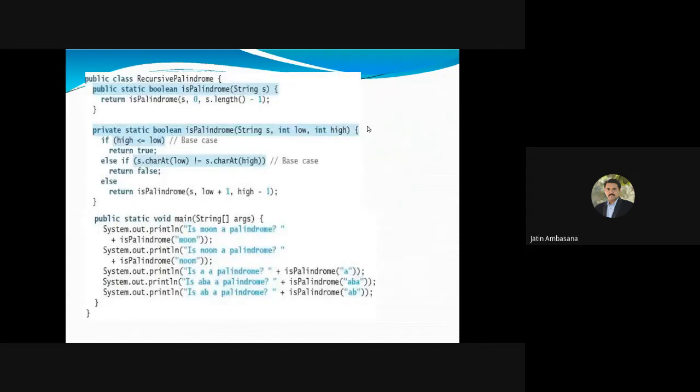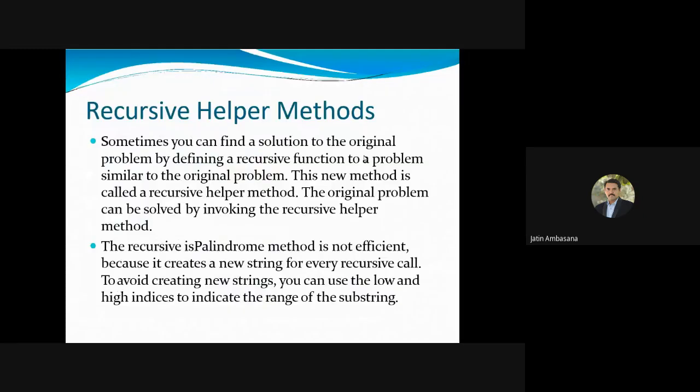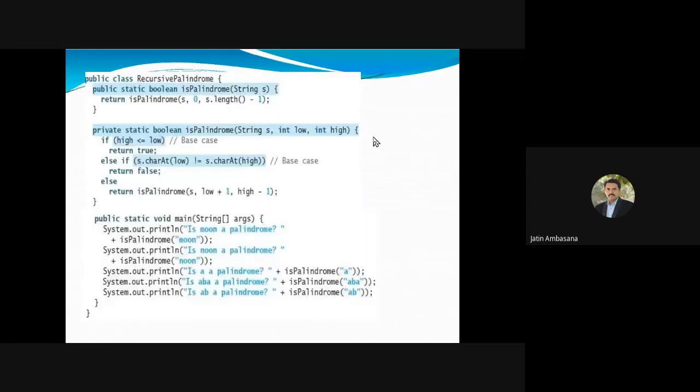So over here in this method, isPalindrome is a helper method. It's a recursive helper method. It's a helper method, but it's recursive in nature.